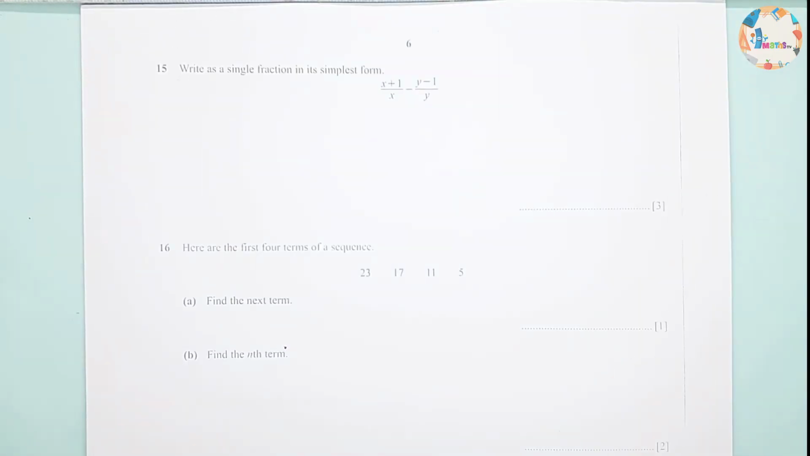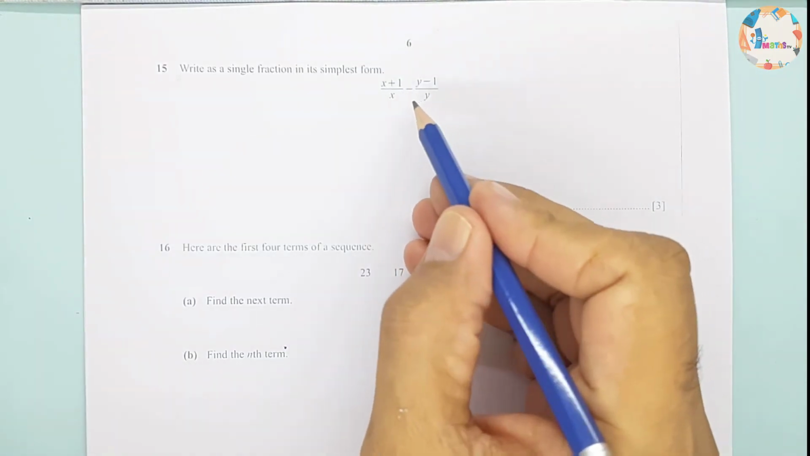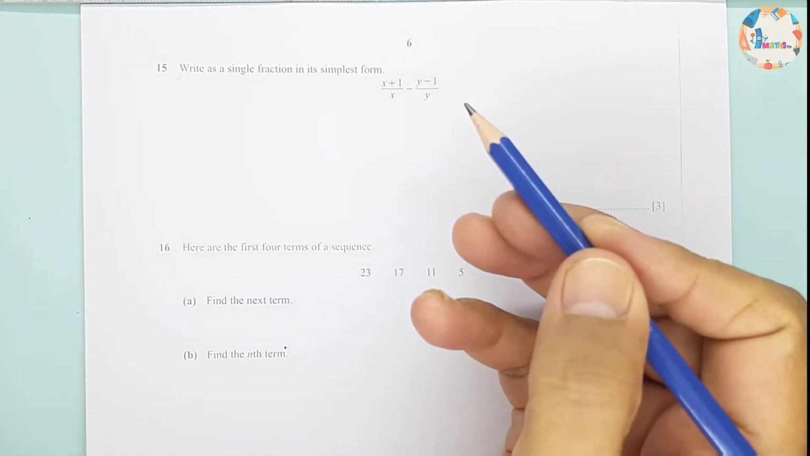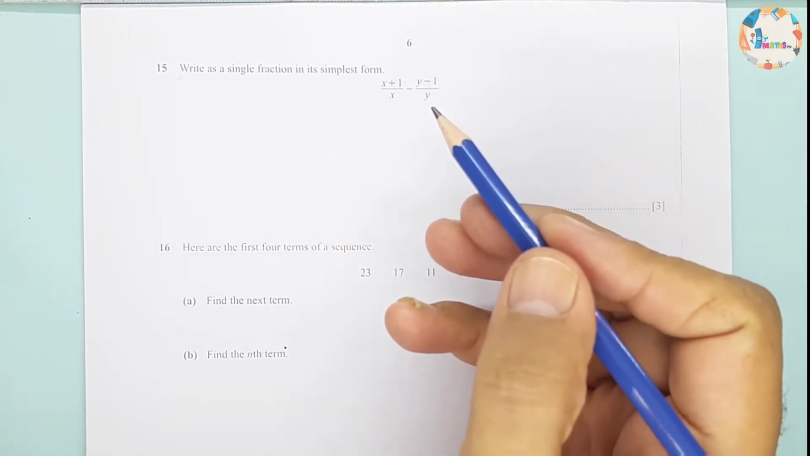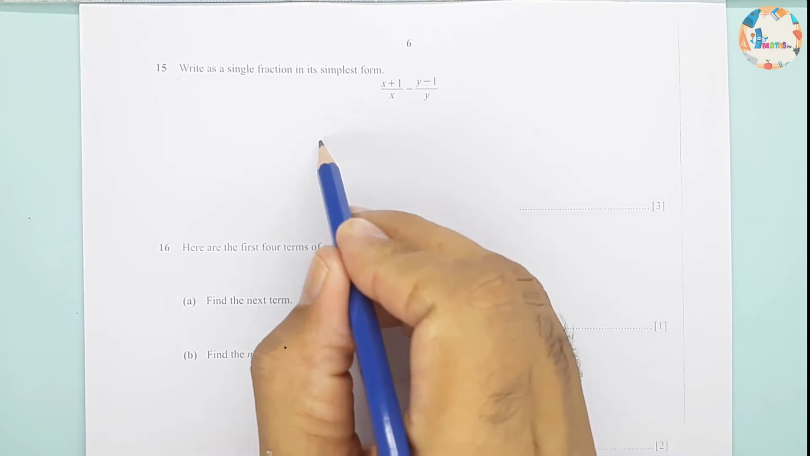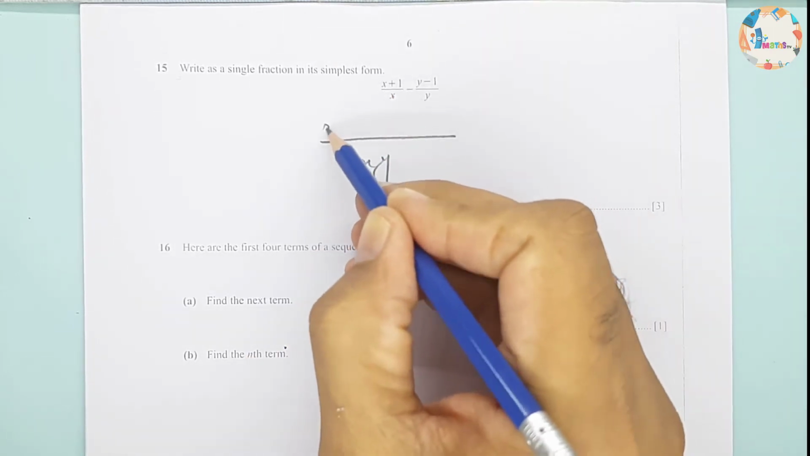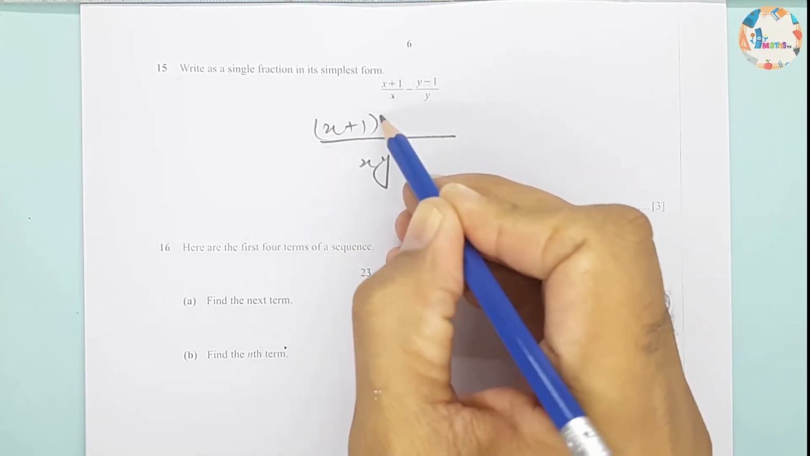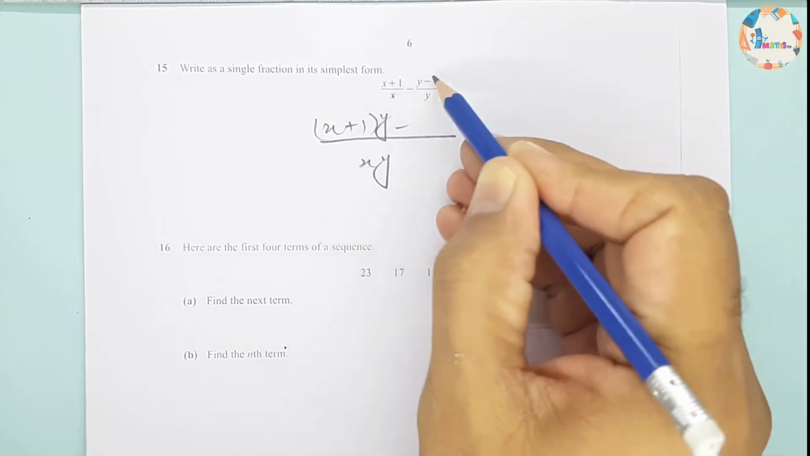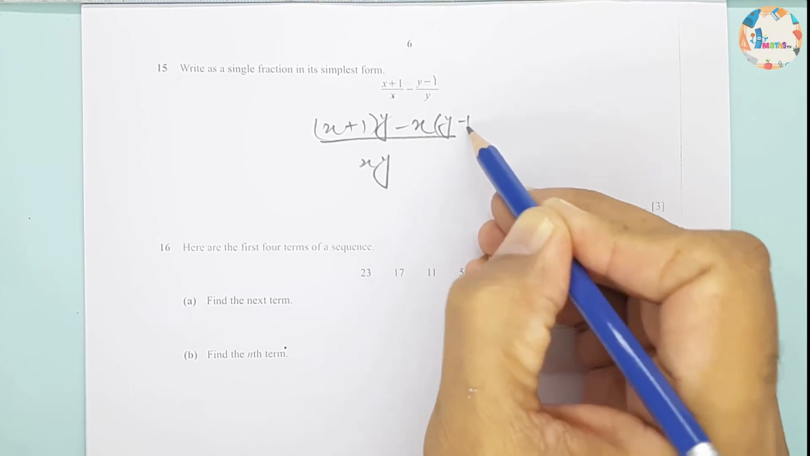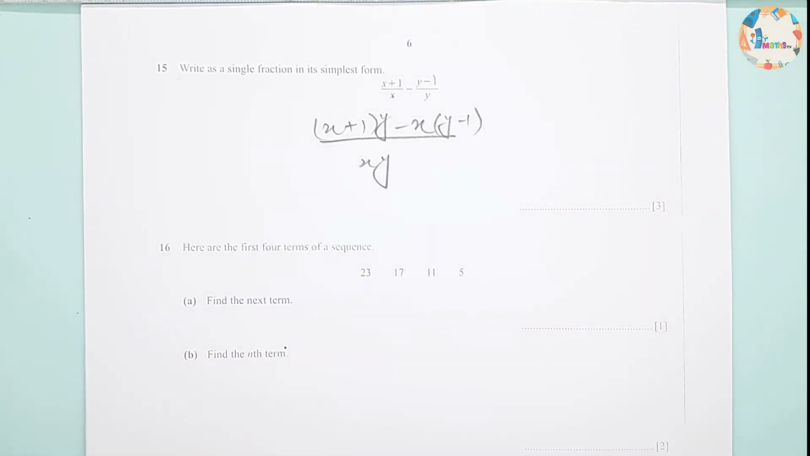Question number 15. Write as a single fraction in its simplest form. Basically we can take the LCM of this, and the LCM will be xy, and this will be cancelled. So x plus 1 multiplied by y minus this into this will be x into y minus 1. Now we just have to simplify this.